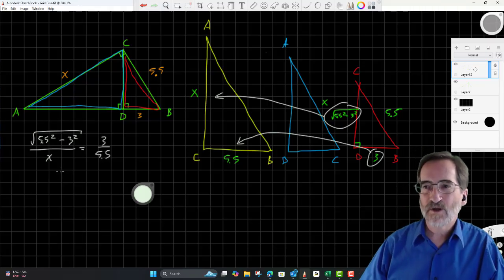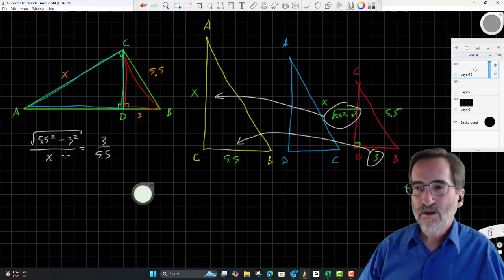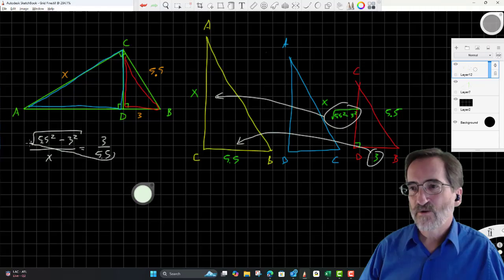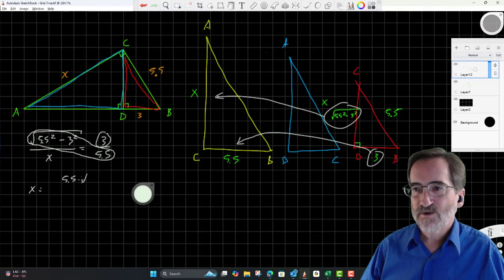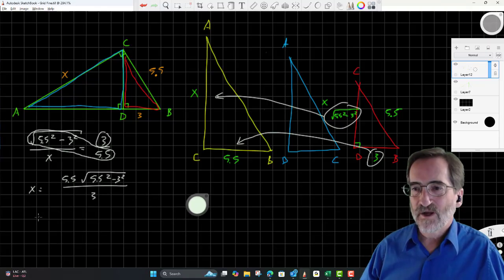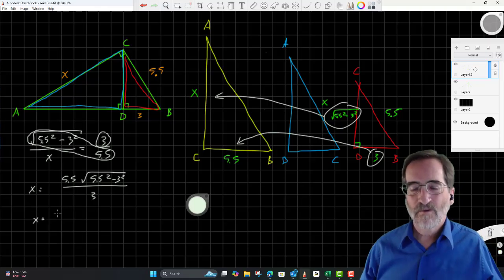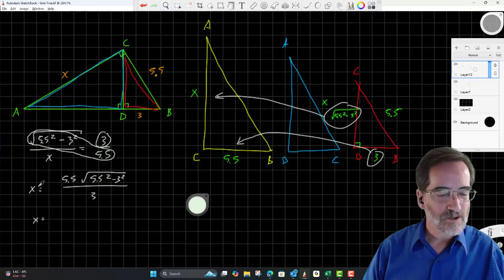Cross multiply and divide. Now here's a little bit of a trick. Multiply the diagonal that x isn't on and divide by the remaining side. So x is 5.5 times the square root of 5.5 squared minus 3 squared, over 3. And we can find x that way.